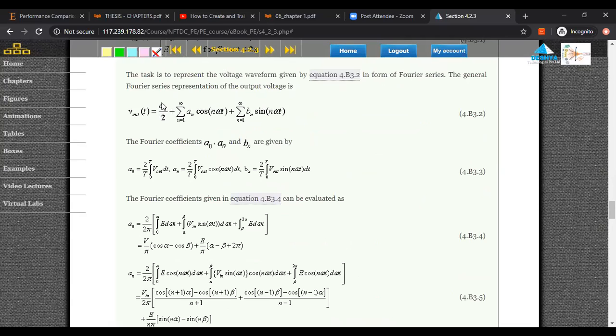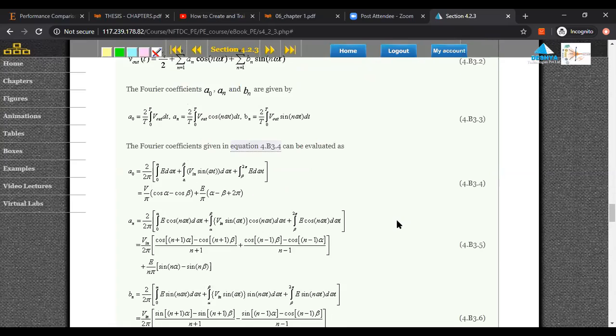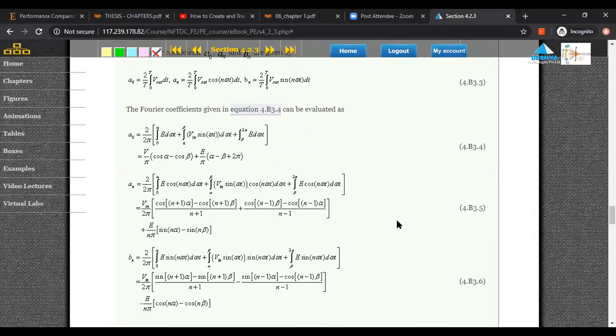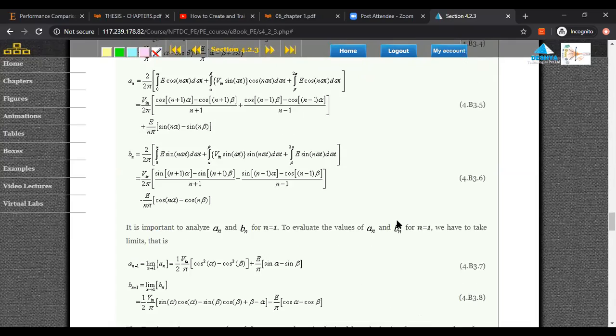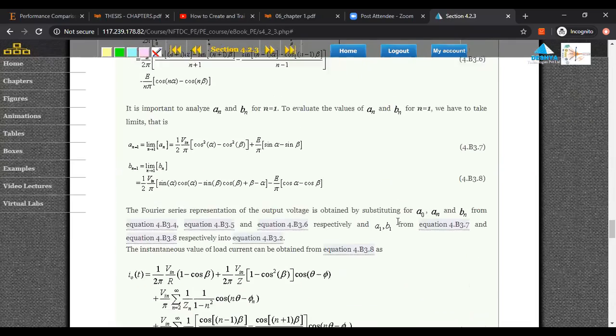It has certain coefficients, a naught, an, and bn. These coefficients have certain formulas. Those formulas, with respect to your circuit conditions, have to be resubstituted in your output voltage waveform so that it becomes the output voltage equation for the circuit. I know it is quite difficult, but you need to practice. There's no other way out. You need to go through this difficult terminology and difficult equations. I'm sure if you sit and practice, you'll get a lot of doubts, but you should practice it.